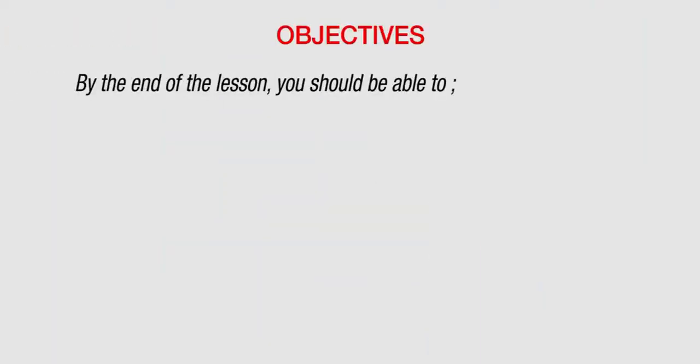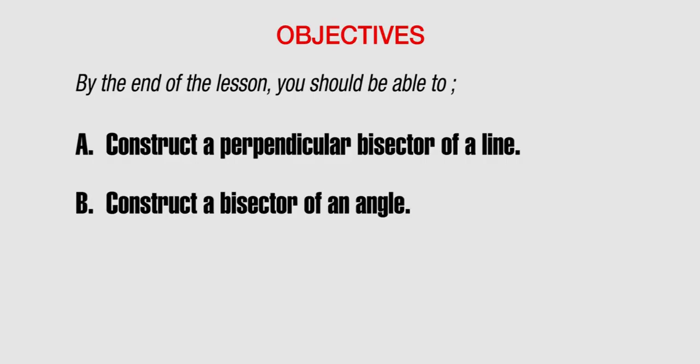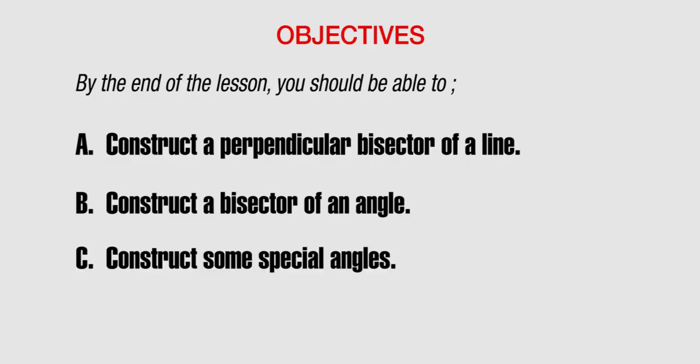By the end of this lesson, you should be able to: A. Construct a perpendicular bisector of a line. B. Construct a bisector of an angle. And C. Construct some special angles.